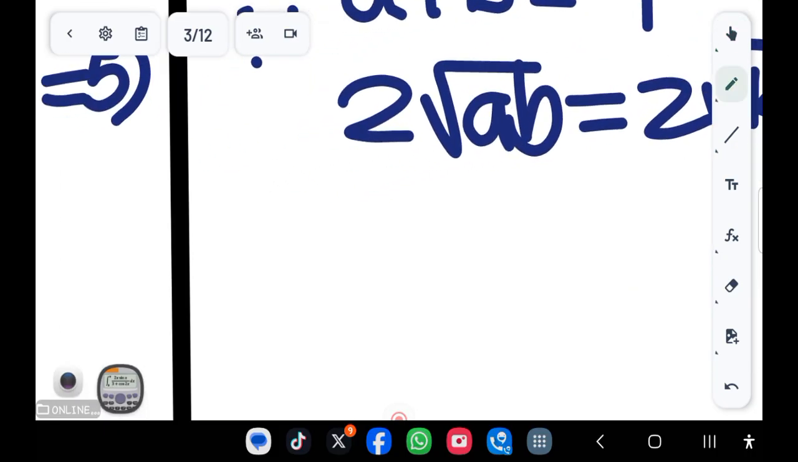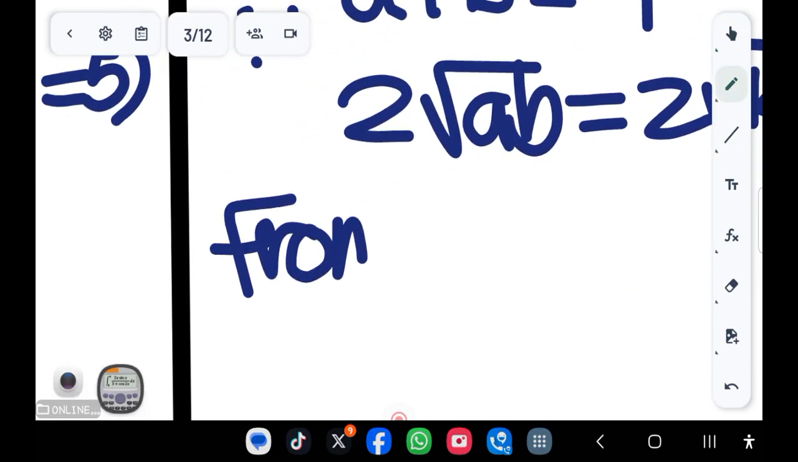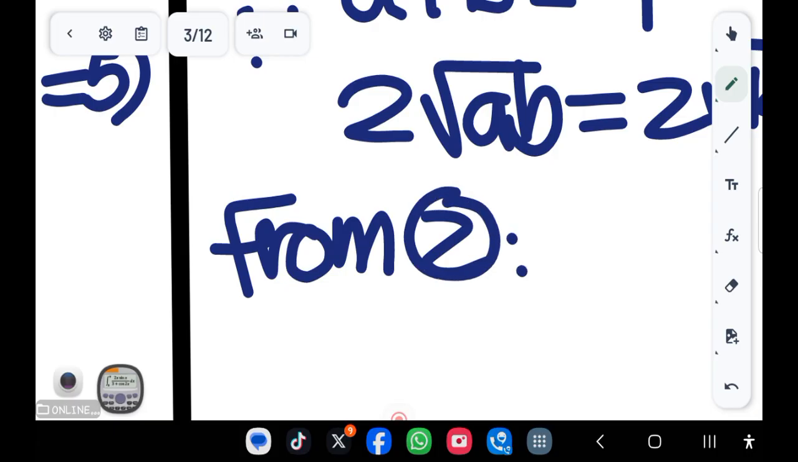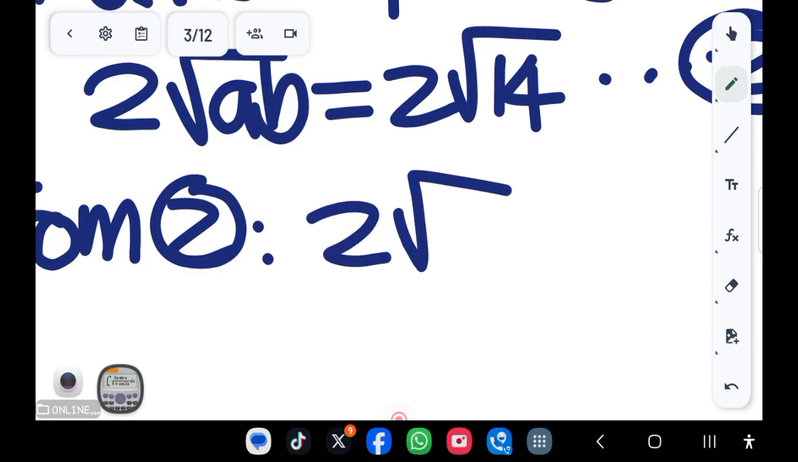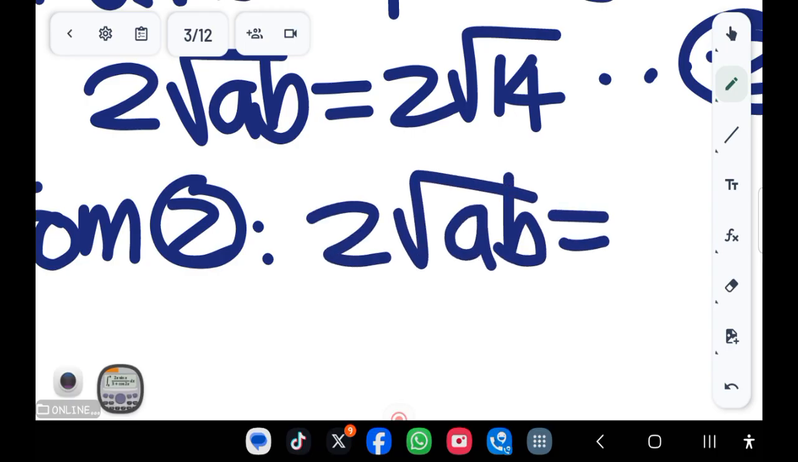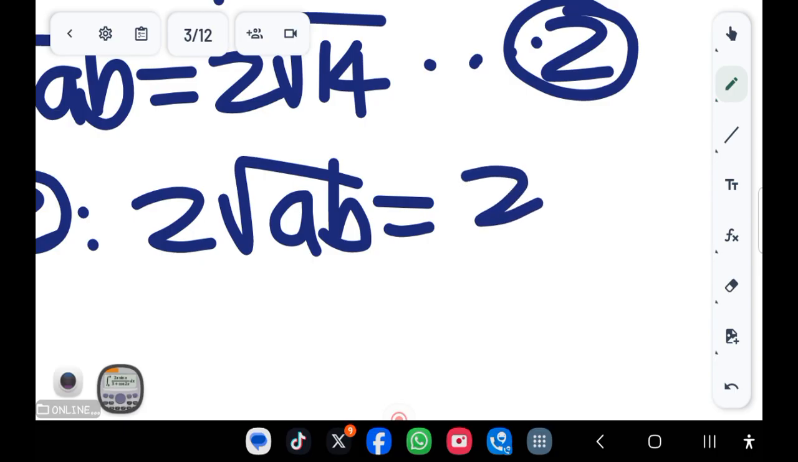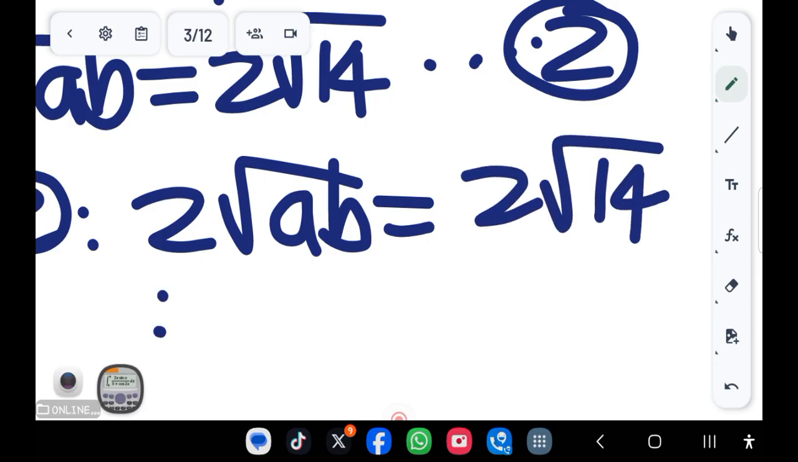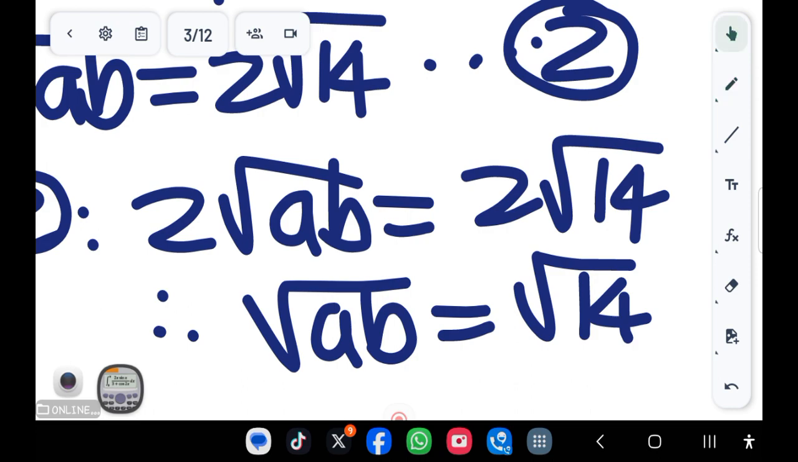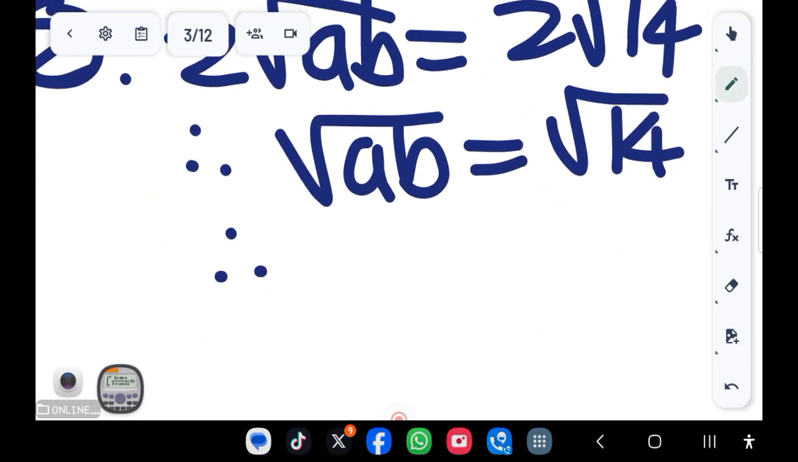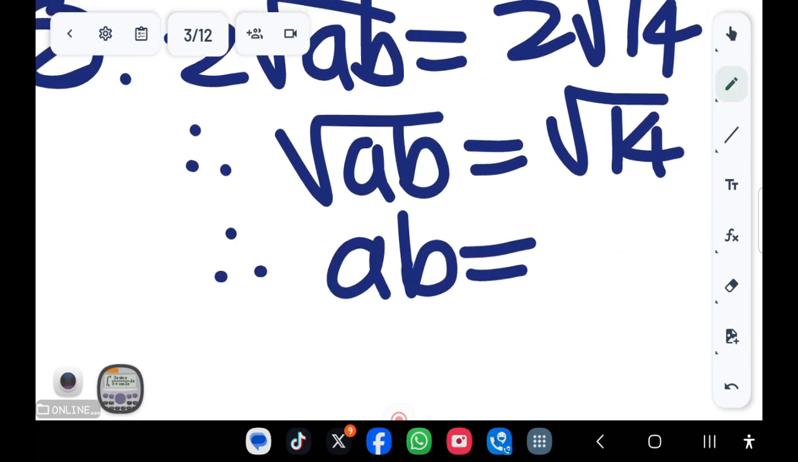From 2, now you can solve this anyhow. There are many ways to kill a cat. All right, we go 2 root ab equals 2 root 14, meaning that if you divide both sides by 2, you're left with root ab equals root 14, meaning that therefore we can simply conclude ab is equal to 14.